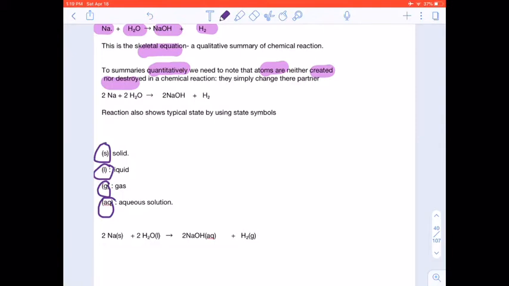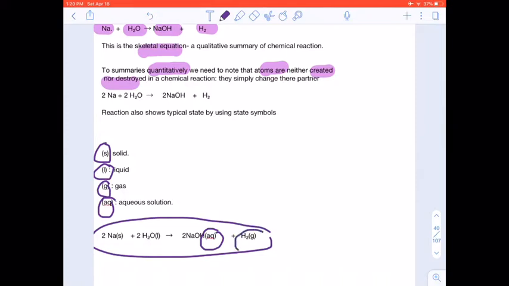So you need to know what happens when molecular substances and ionic substances dissolve in water. So we see here that this gives you a bit more information in the sense that it's saying we've got sodium solid, which reacts with water, the liquid, and it gives us NaOH aqueous, meaning that this is in solution, and it gives us hydrogen gas, which then leaves the solution.